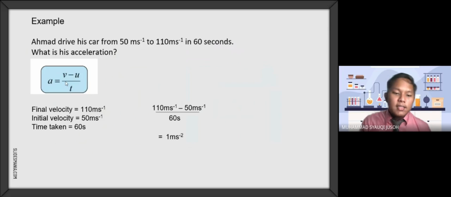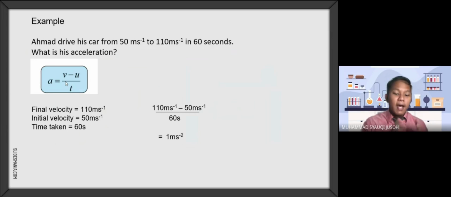Okay, let's look at this example. Ahmad drives his car from 50 meter per second to 110 meter per second in 60 seconds. So, what is his acceleration? So, students, its final velocity is 110 meter per second, while its initial velocity is 50 meter per second, and the time taken is 60 seconds. So, using the information in the formula, 110 meter per second minus 50 meter per second, and then divided by 60 seconds, equals 1 meter per second per second.